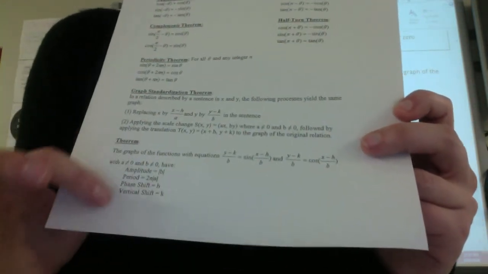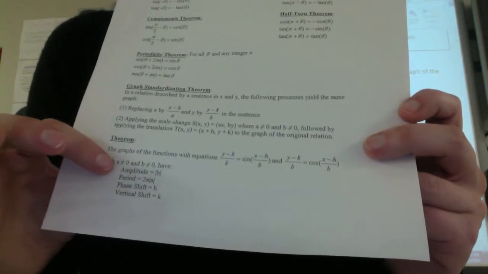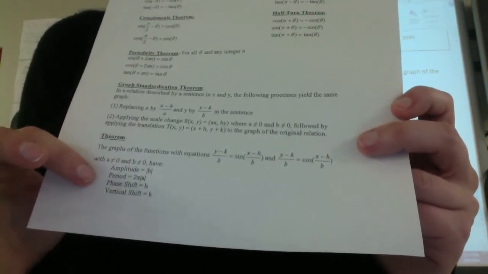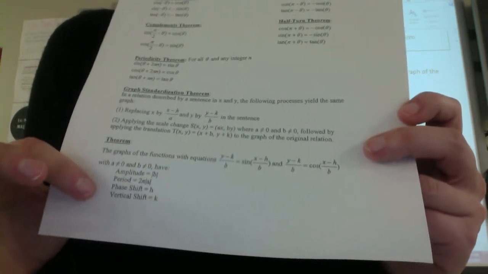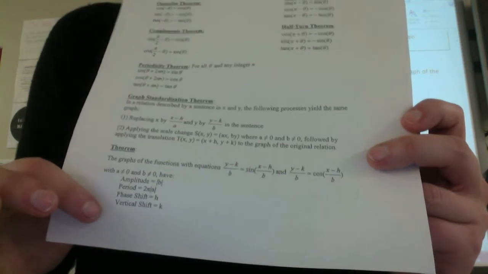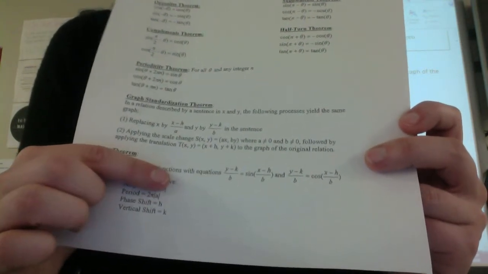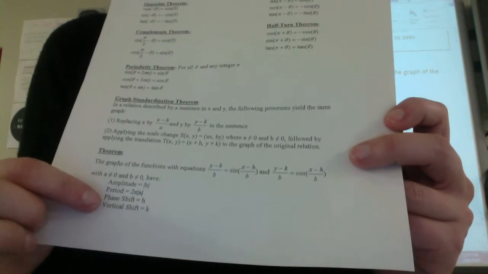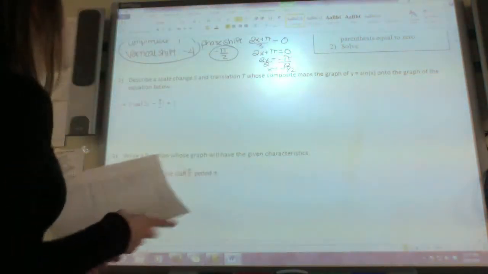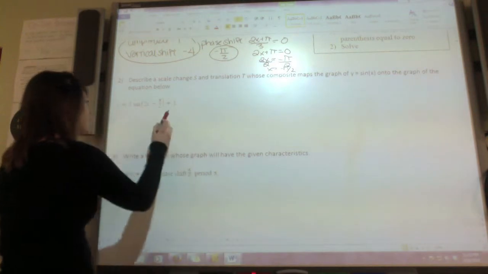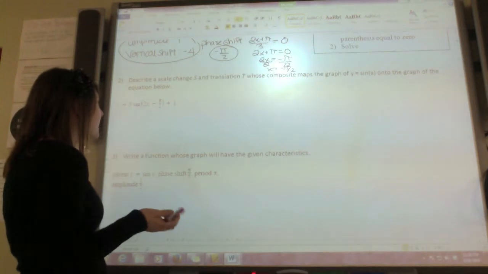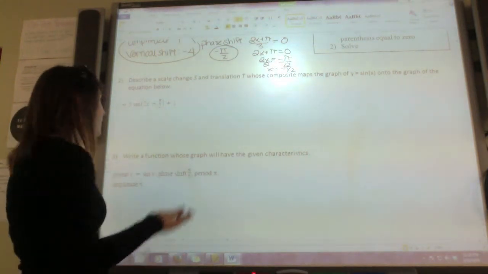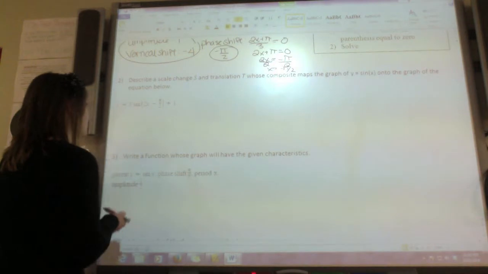Now notice that in this formula, they also give you these. The amplitude is just the absolute value of b, the period is 2 pi times the absolute value of a, the phase shift is h, and the vertical shift is k. So if you can get your equation to look like this, you can pick these out pretty fast. So, knowing that, I'm going to rewrite this equation so that it looks like my equation here, and I'm going to pick out my a, b, h, and k values in order to figure out what my translation equation and my scale change equation are.